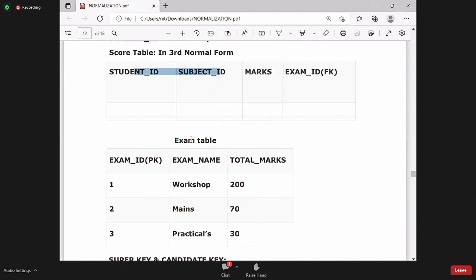It means my exam table and score table both again satisfy your normalization technique, and third normal form is successfully satisfied, and second normal form is also successfully satisfied.